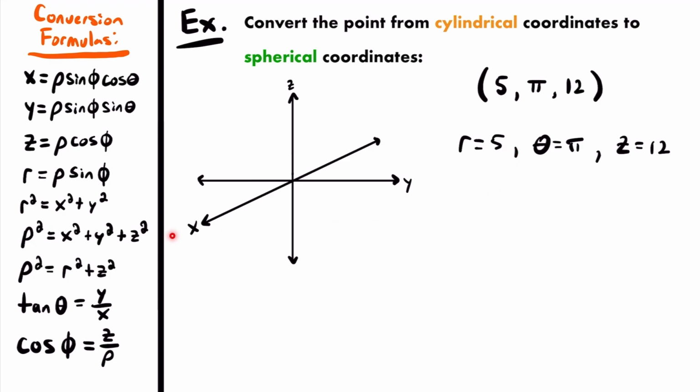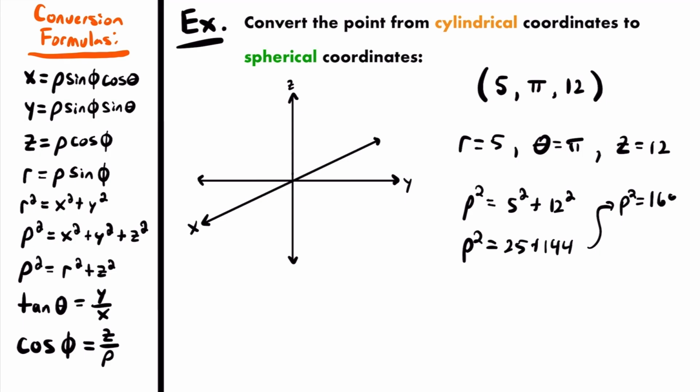And we can find rho using this formula. We'll have rho squared equals r squared, which is 5 squared, plus z squared, which is 12 squared. Now 5 squared is 25, 12 squared is 144. So rho squared is equal to 25 plus 144, which means that rho squared is equal to 169, which is the square of 13. So rho is equal to 13.